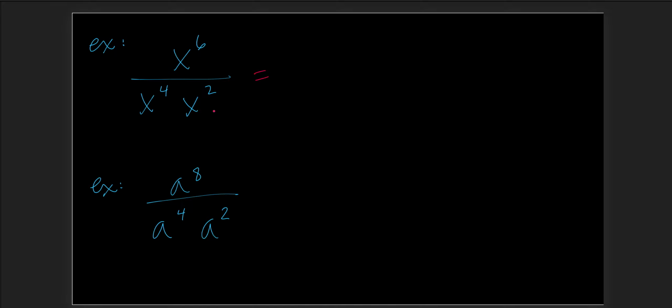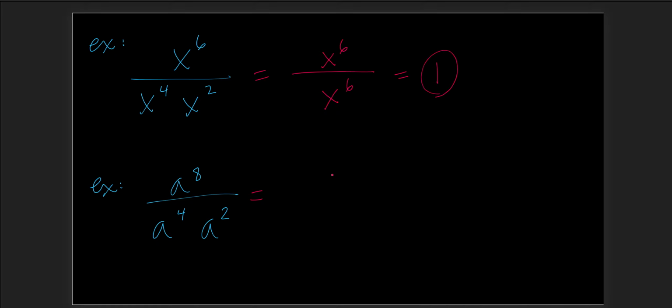Most people, there's usually a couple ways to do these problems. Most people will go ahead and simplify the bottom first. So if we have x to the 4th times x squared, we add the exponents if the bases are the same. So that's x to the 6th. And really anything divided by itself is 1. So you can just write 1 there.